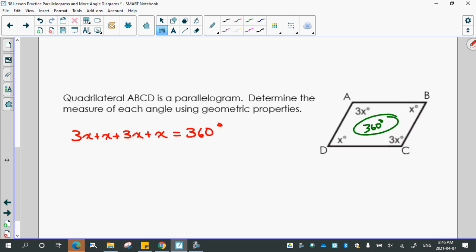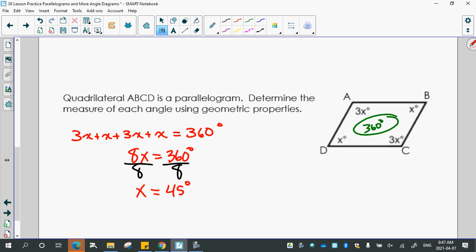Everything on the left side are like terms because they all have an x. So I can collect them all together. Yeah, 8x equals 360 degrees. And then I just need to divide by 8, and I'll get the measure of x. 45 degrees.